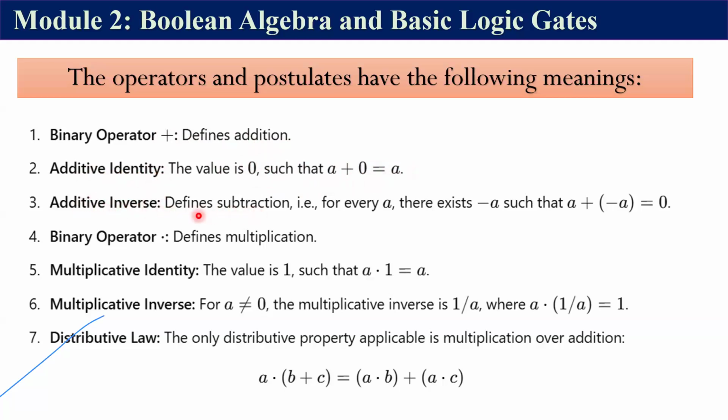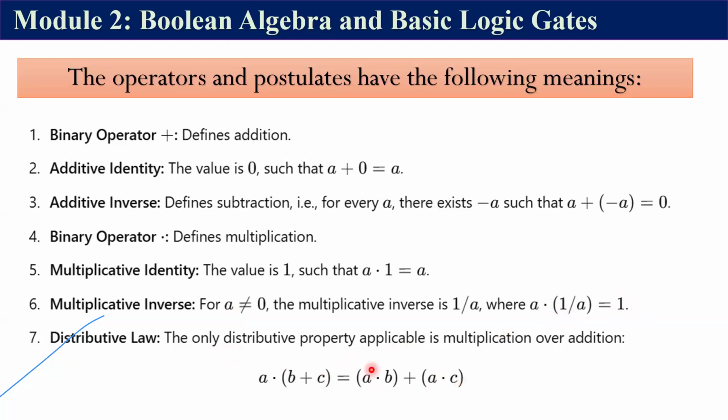What about the additive inverse? Okay, this one simply defines subtraction. That is, for every value of A, there exists minus A, such that if you say A plus minus A, it gives you 0. If you have an inverse that is added to the main value, you will come up with what? With a null identity. Then we have the binary operator that talks about multiplication. We have the multiplicative identity. The value is 1, such that if you have A dot 1, you also come up with what? It will come up with A. Okay. Then you have the multiplicative inverse. For a value of A not equal to 0, the multiplicative inverse will be what? 1 divided by A, where A dot 1 over A, we also come up with what? 1. These are just basic postulates or formulas.